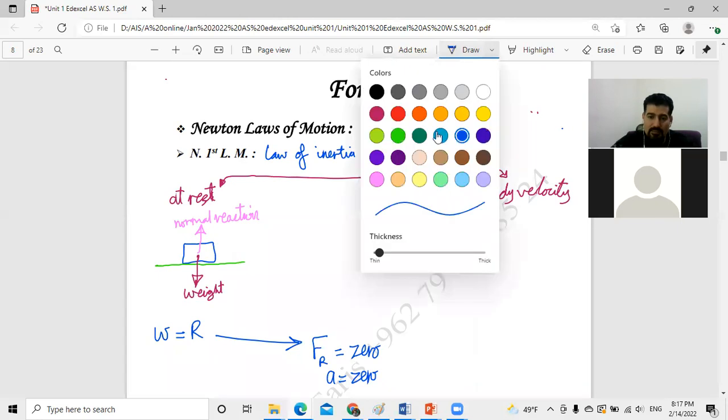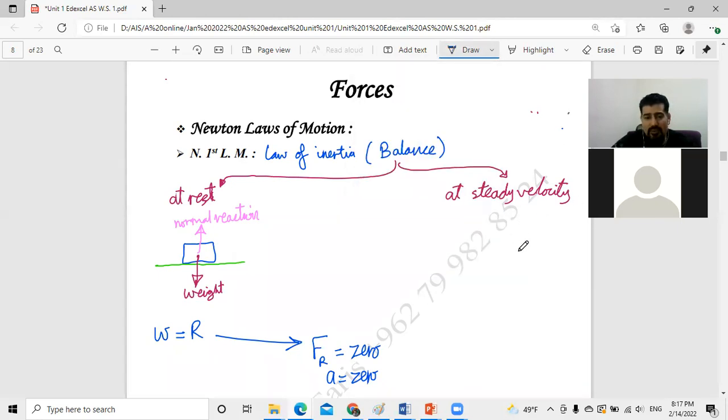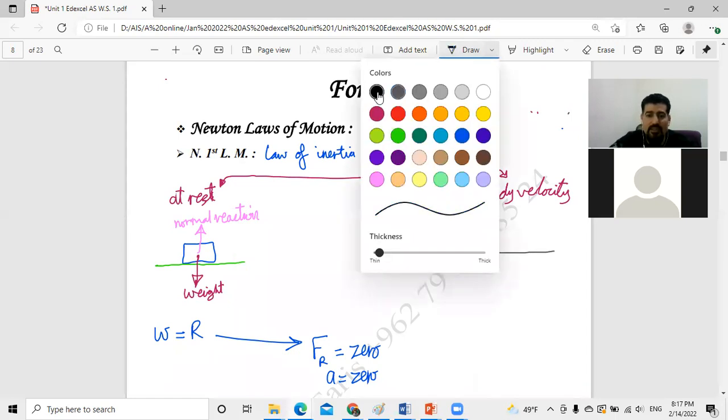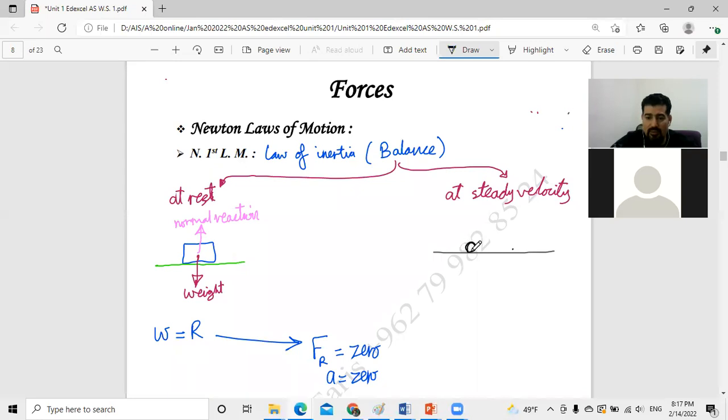Good. The other situation is when the object is moving at constant velocity. For example, this is the road, this is the street, and these are the wheels of our car.